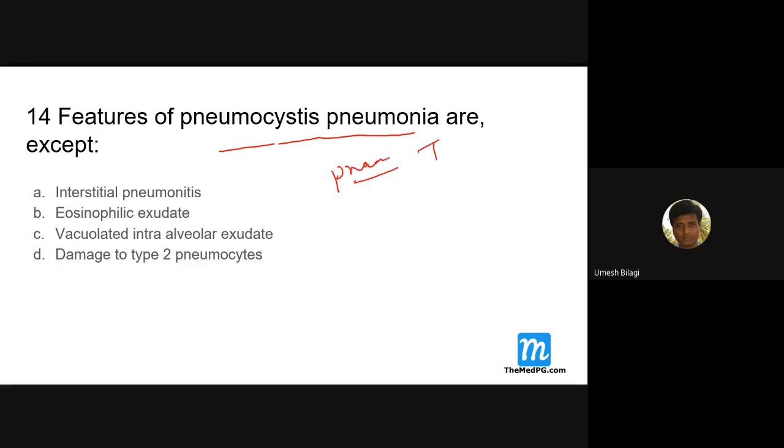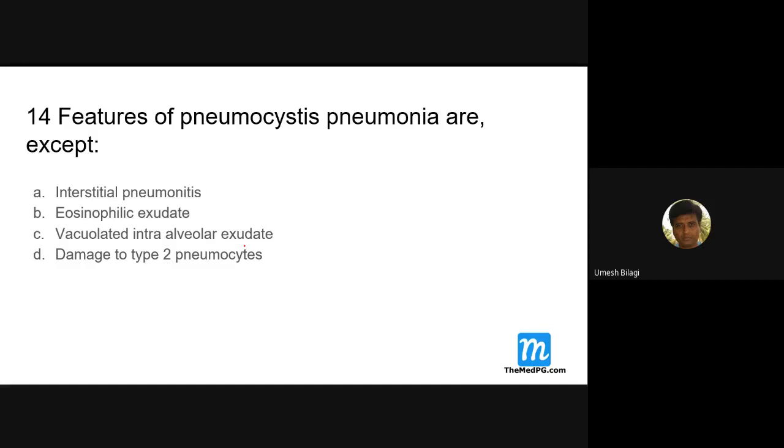Pneumocystis carinii causes interstitial pneumonia. It is neither lobar nor broncho, it is interstitial. Pneumocystis carinii produces interstitial pneumonitis. Does it cause an eosinophilic exudate? Yes. Does it cause a vacuolated intra-alveolar exudate? No. And the third one is damage to type 2 pneumocytes.